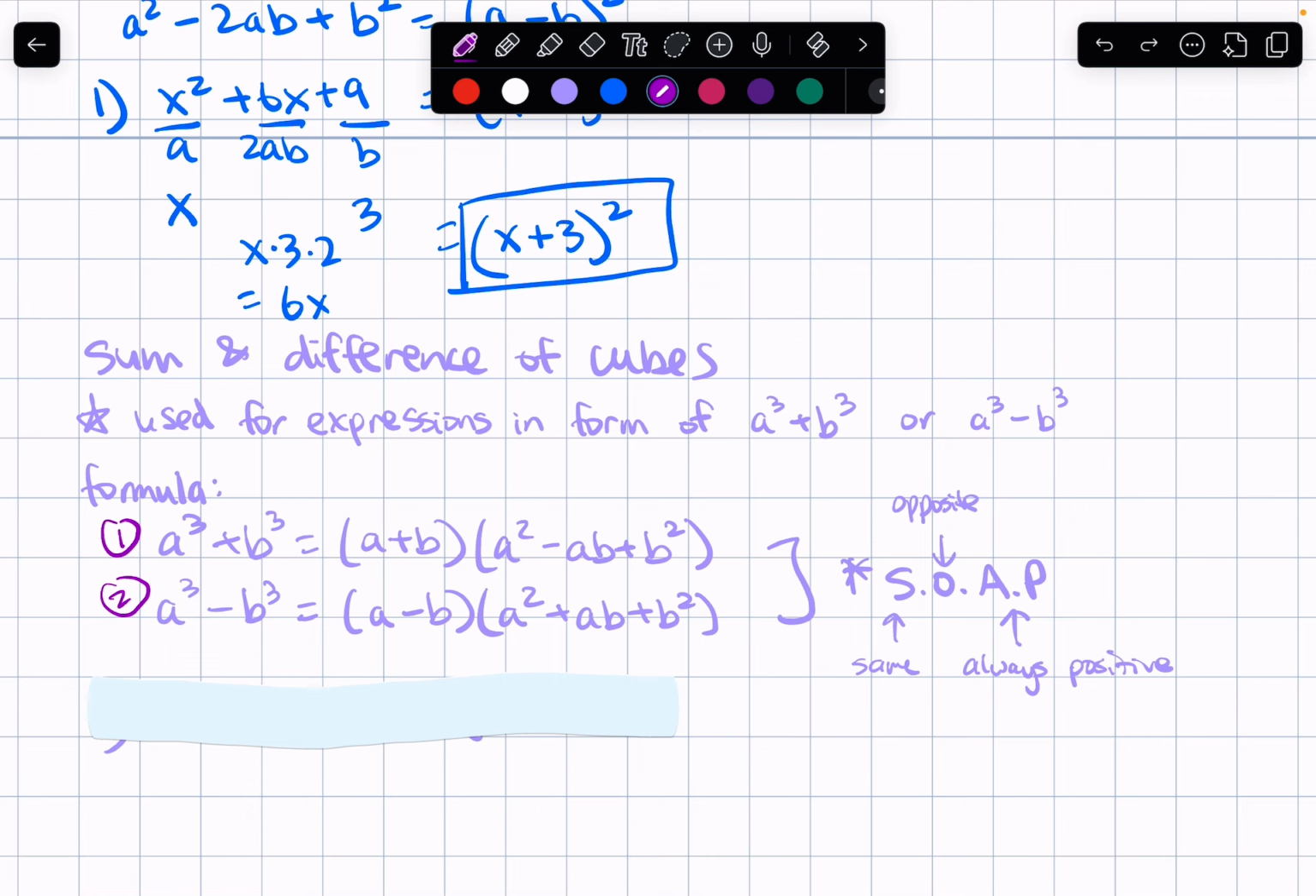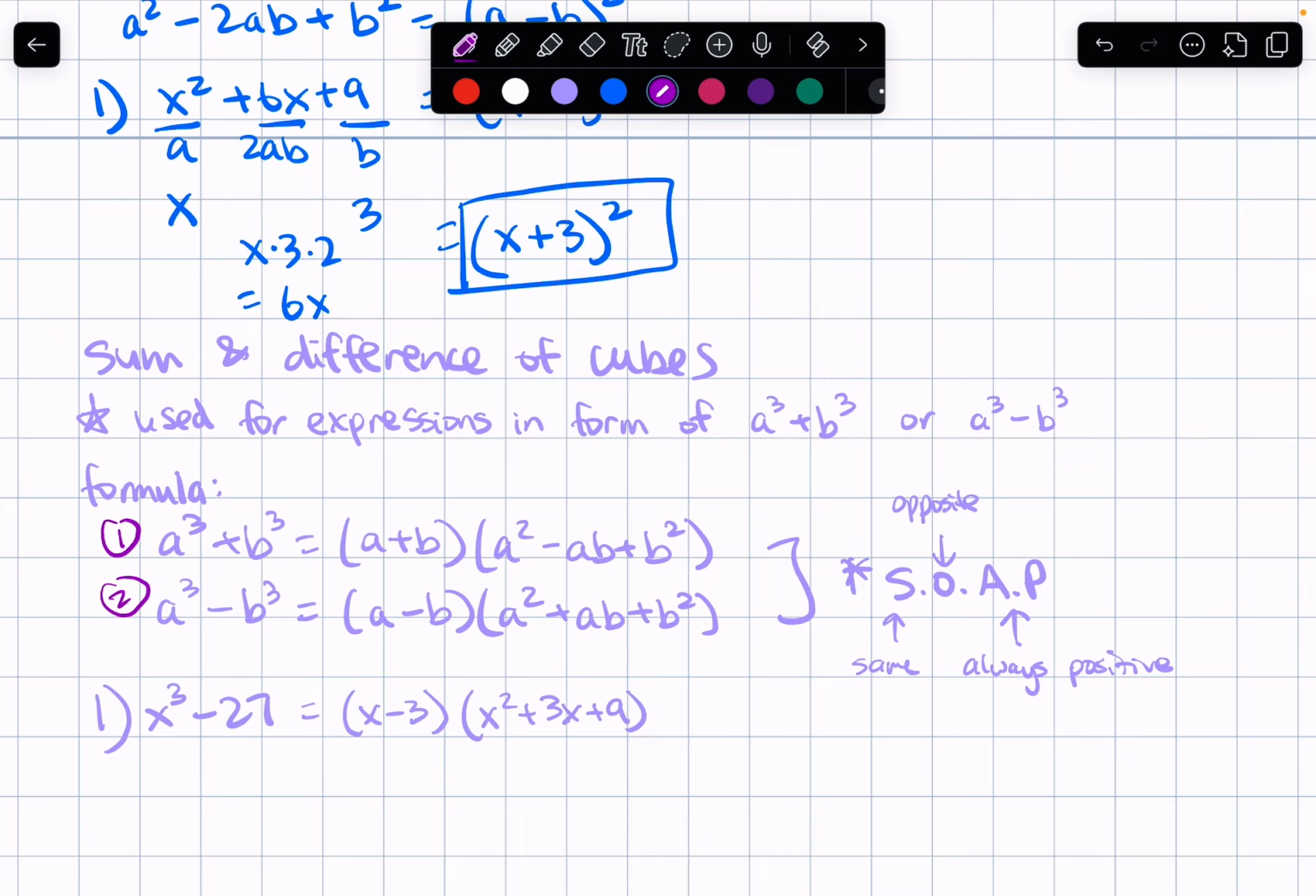And then the second sign has to be the opposite of the original expression sign. So this is positive, so the opposite of positive is negative. So the second sign in the simplified expression is going to be a negative. And on number 2, this is a negative, so the opposite of negative is a positive. So the second sign on the simplified expression has to be a positive. And then the last sign has to be always positive.